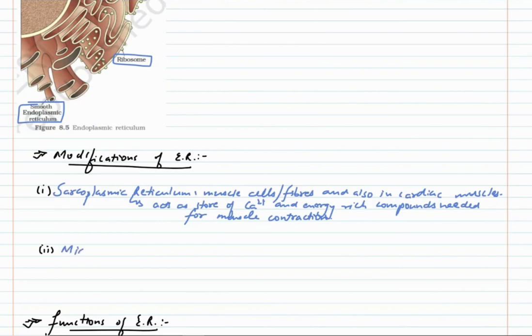The second modification is known as microsomes. They are pieces of ER associated with ribosomal particles. These can be obtained by fragmentation and high-speed centrifugation of cell. These microsomes do not exist as such in the living cell.